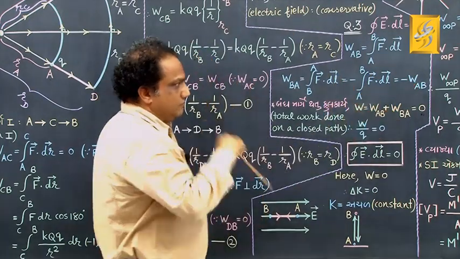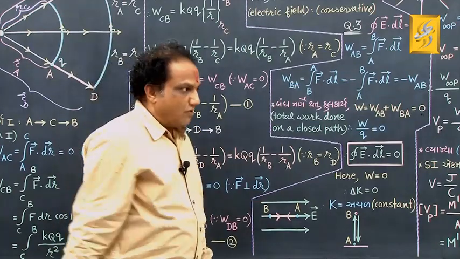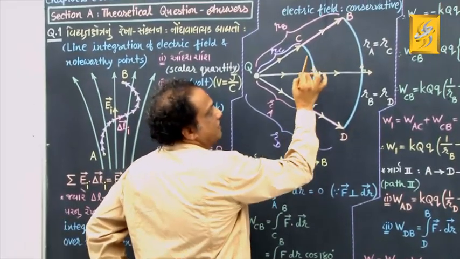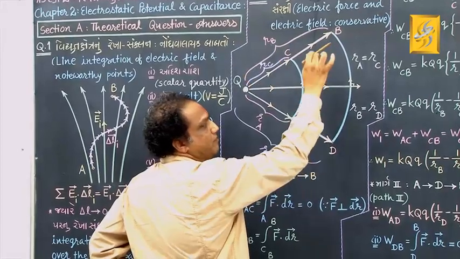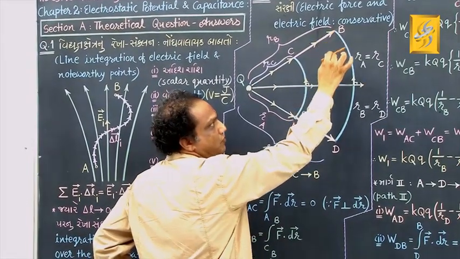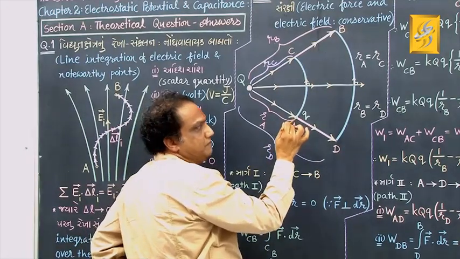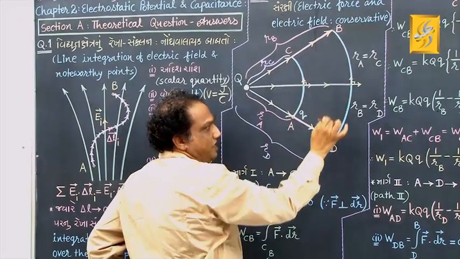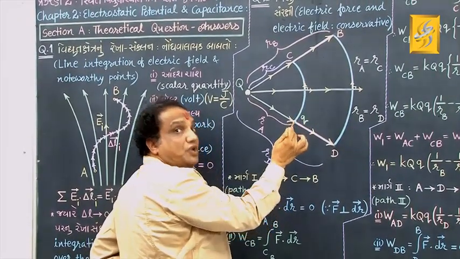Now tell me, suppose we are moving the test charge from A to B on this path, look, A to C to B, correct? And then we are moving the same test charge from B to D to A. So we are starting from this initial position, then A to C to B, and ultimately from B to D to A. So we are bringing that test charge back to the same position.